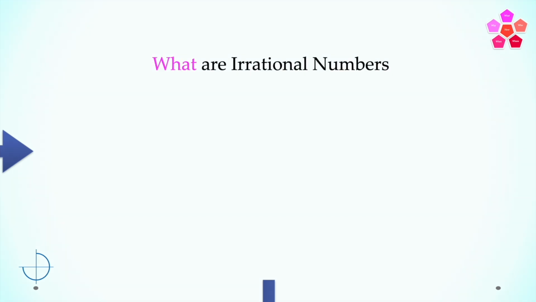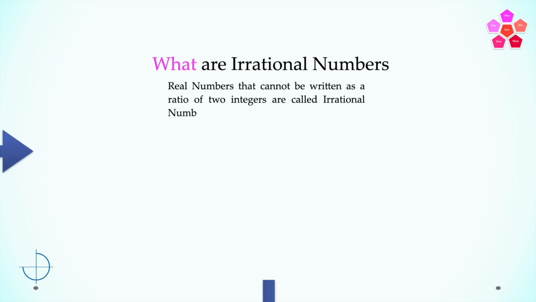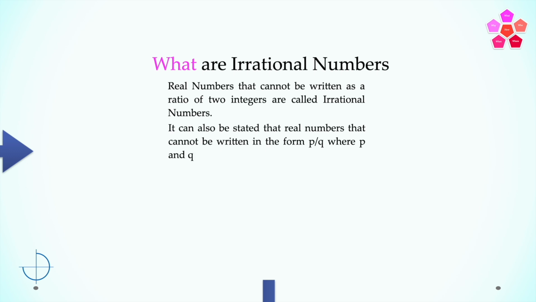Now let's jump to irrational numbers. So what are irrational numbers? Real numbers that cannot be written as a ratio of two integers are called irrational numbers. It can also be stated that they are real numbers that cannot be written in the form of p by q, where p and q are integers and q is not equal to 0. Examples of irrational numbers are root 2 or root 3. These are all irrational numbers.